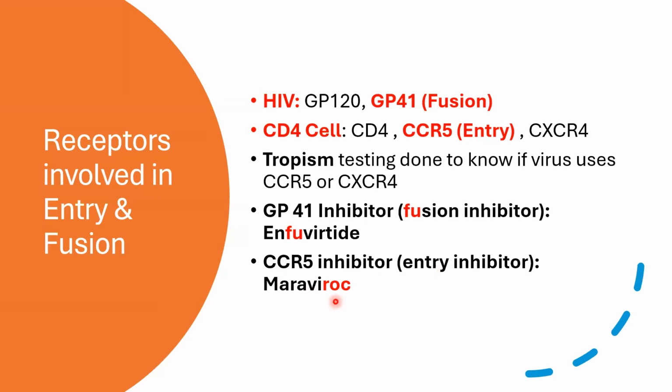is called maraviroc. Now, a way to remember it is ROC is similar to, if you pronounce this backwards, RCC, ROC, okay? So maraviroc for CCR5 and enfuvirtide for GP41, okay? To remember it as a whole, remember tides and rocks for entry and fusion, okay?